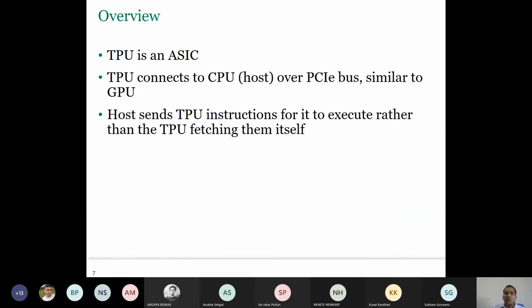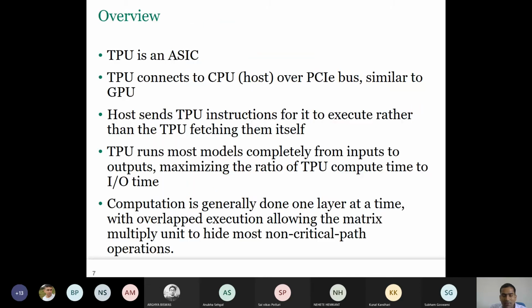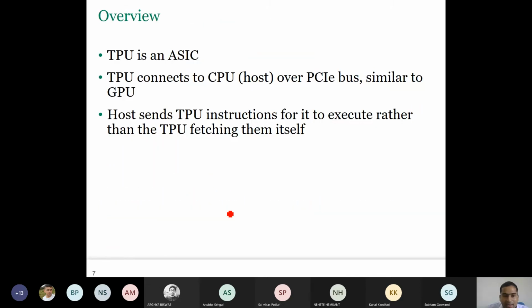Okay. So now TPU is a weapon. I don't have that figure. There is a very nice figure I have, but I will show you some other time. So TPU is an ASIC. So let us ask some of our EC students. So Anubha or Sagar, do you know what is the difference between a CPU, GPU, ASIC, and FPGA?